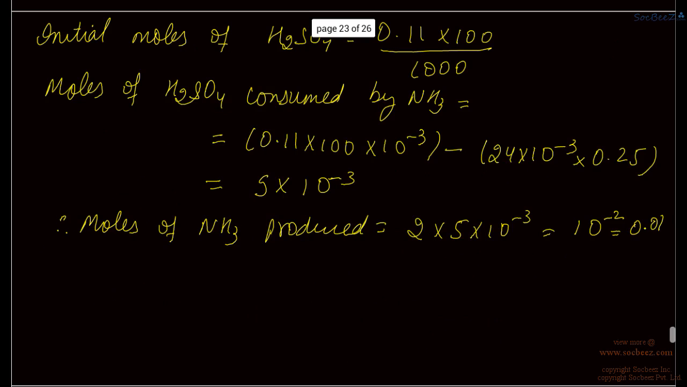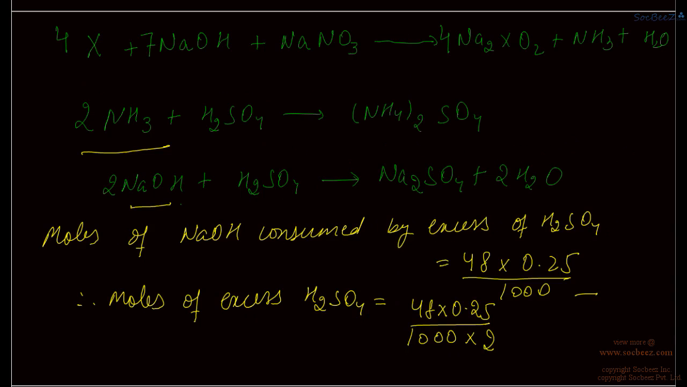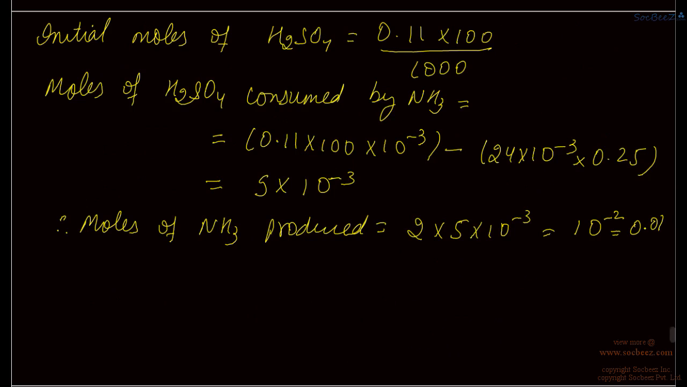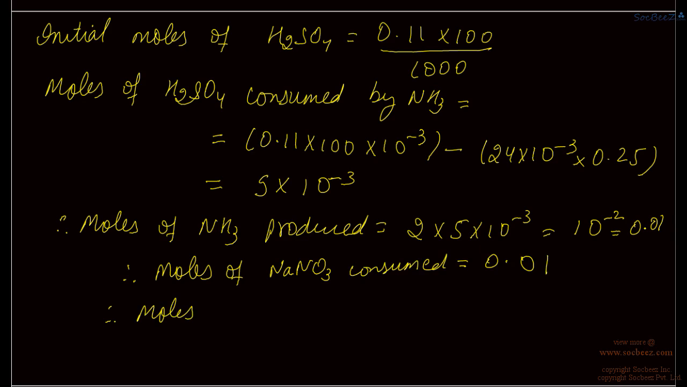And now since 0.01 moles of NH3 is produced, we can say that moles of NaNO3 consumed will also be 0.01, because they are reacting in the ratio of 1:1. That is, 1 mole of NaNO3 produces 1 mole of NH3, therefore x mole of NaNO3 will produce x mole of NH3. Since moles of NH3 produced is 0.01, therefore moles of NaNO3 consumed will be 0.01. Okay, so moles of NaNO3 consumed equals 0.01.